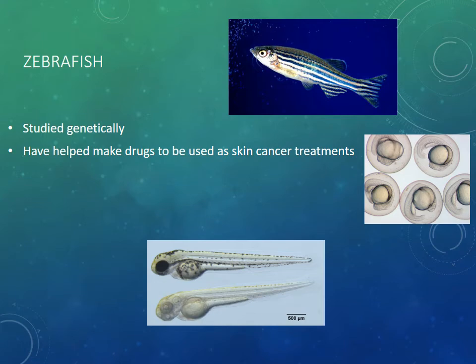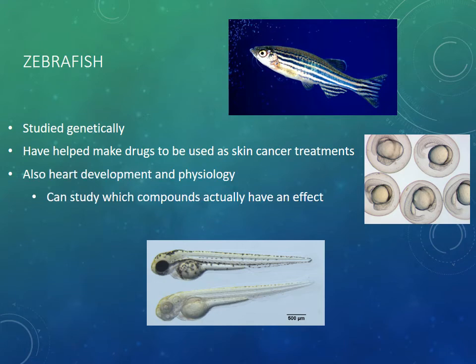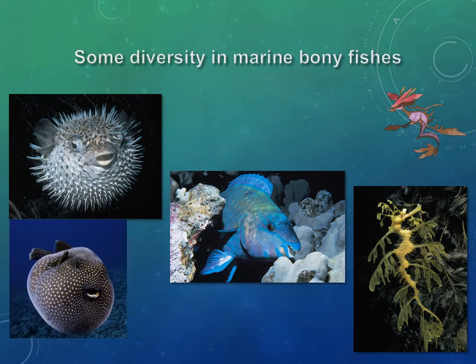They were very common in aquaria, and then we eventually realized how good they can be as research organisms, and they've been used since the 60s. You can also see some of their cells over there to study development, including heart development. You can also use these to see what compounds have an effect on the heart and its functioning, so they're very important research organisms. Here's some more diversity in the fishes.